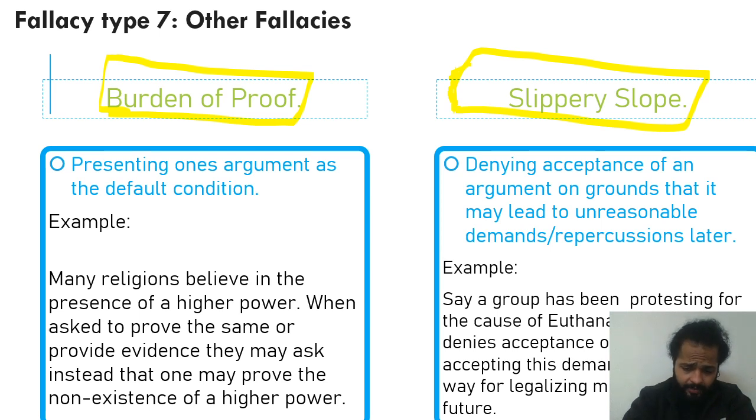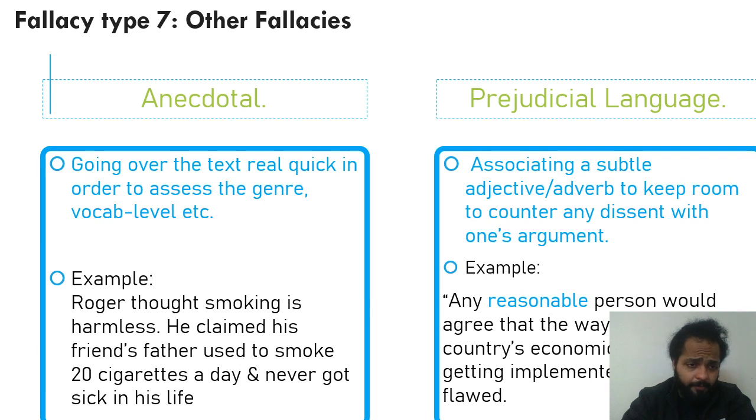So that's the second type of fallacy in this category. The third type of fallacy is called the anecdotal evidence fallacy.